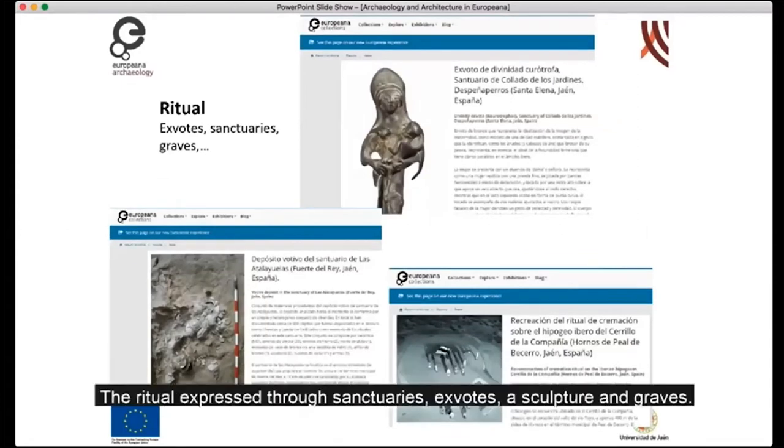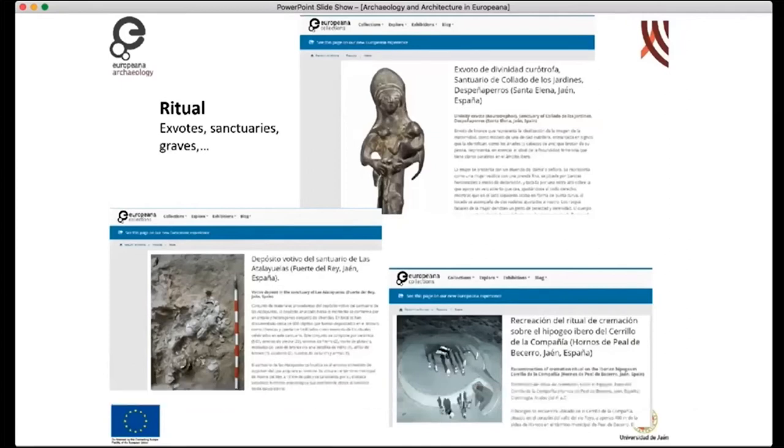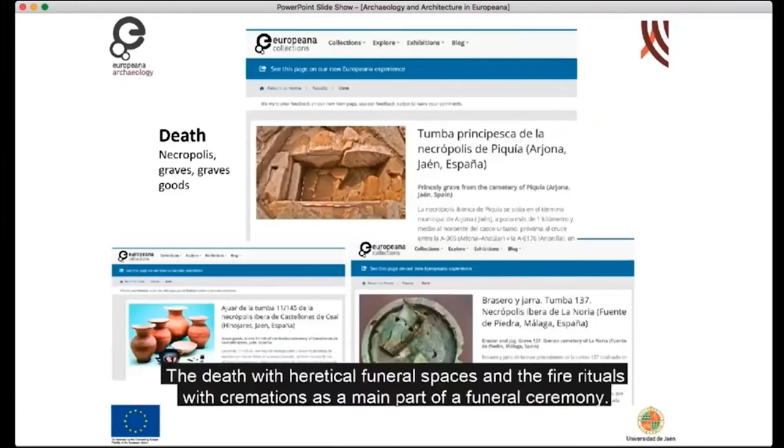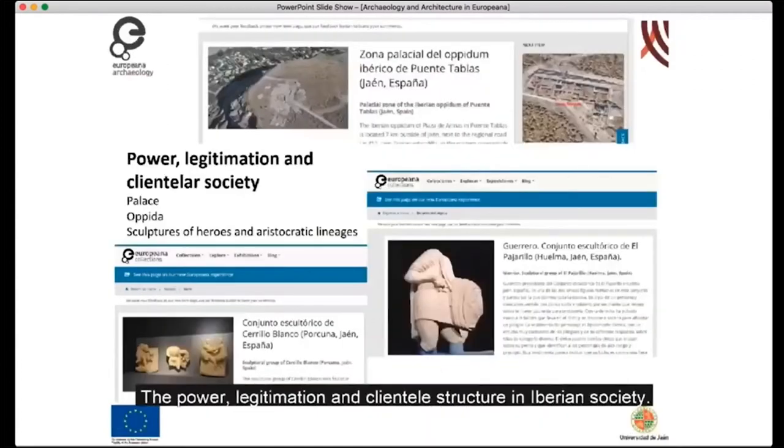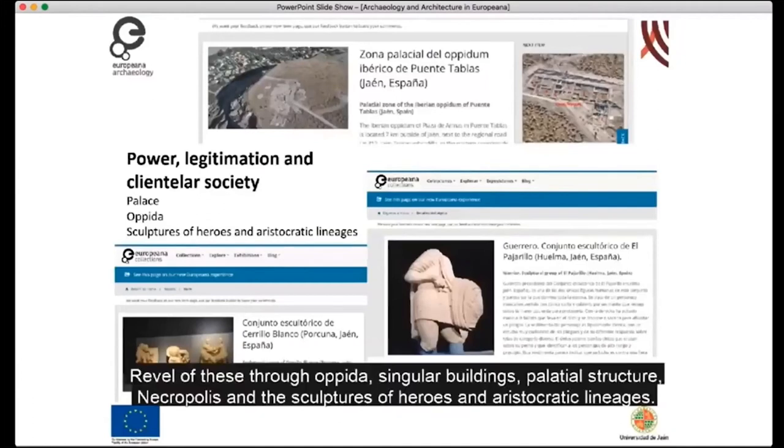The ritual, expressed through sanctuaries, ex-votos, sculpture, and graves. The death, with hierarchical funerary spaces and defined rituals, with cremation as a main part of a funeral ceremony. The war. Especially interesting is the participation of the Iberians in the Second Punic War, specifically in the battles of Baecula and Iliturgi. The power, the legitimation, and the clientelar structure of Iberian society, revealed through the oppida, singular buildings, palatial structures, necropolis, and the sculpture of heroes and aristocratic lineages.